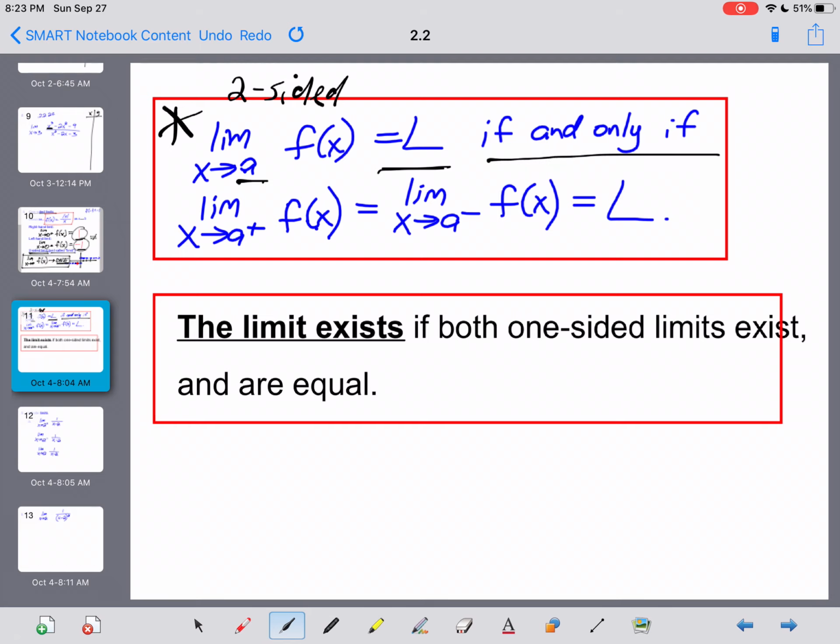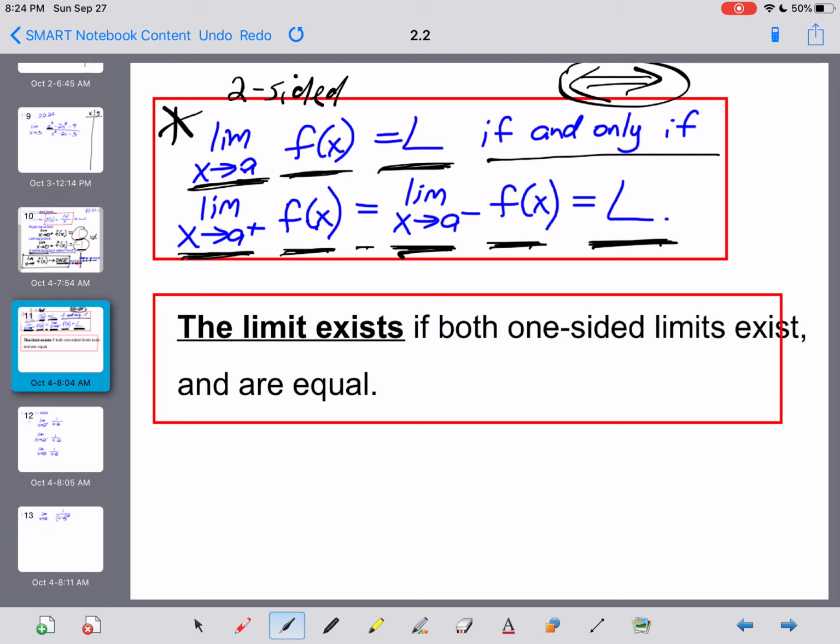If and only if, that is a biconditional statement, guys. We can read that in both directions. If and only if what do we have here? The right-hand limit of f of x is equal to the left-hand limit of f of x at a, and both of those limits are equal to L. This is probably a biconditional statement that's more useful to read backwards. If your right-hand limit as x approaches a of a function exists, and it equals the left-hand limit as x approaches a of the same function, both equal to L, then your two-sided limit as x approaches a of the same function equals L as well. So that's how you would write it out mathematically.